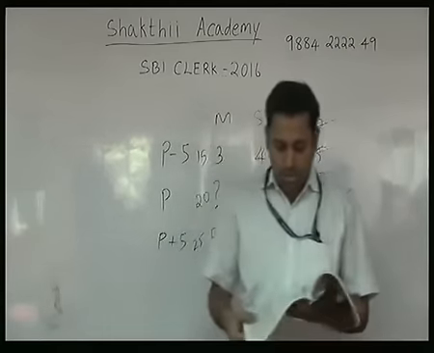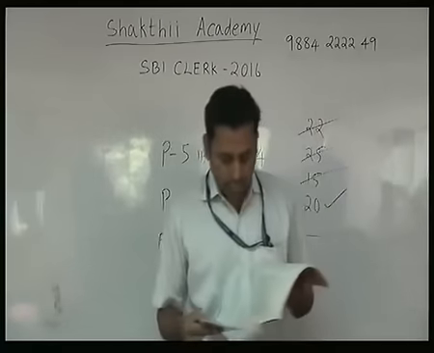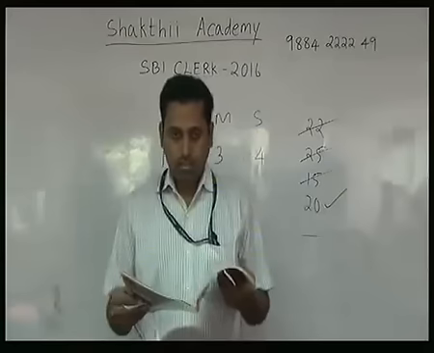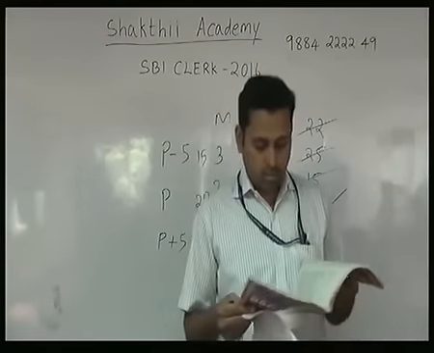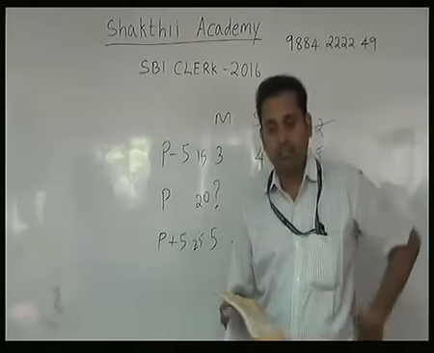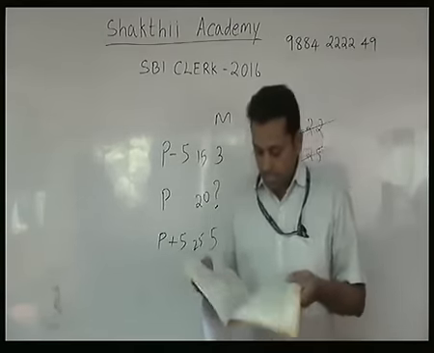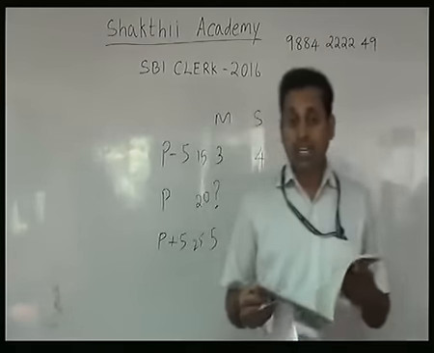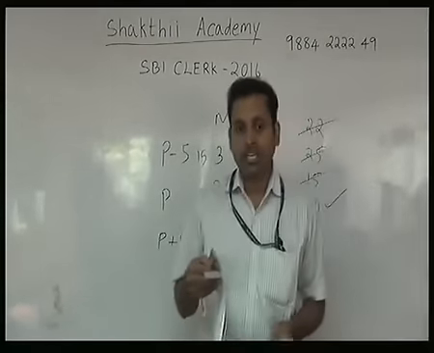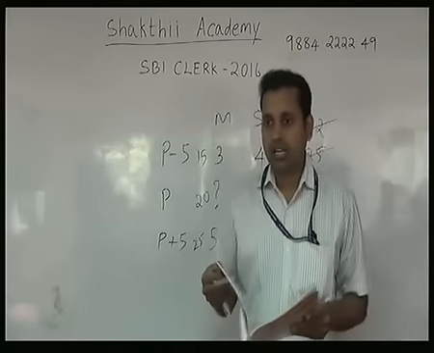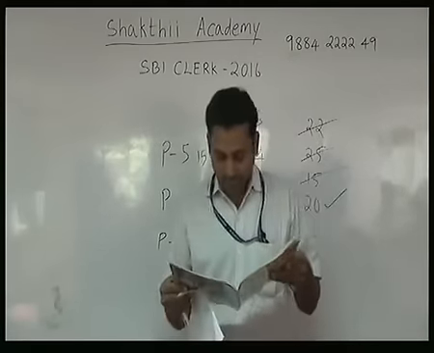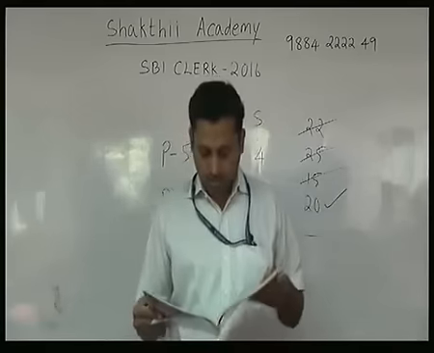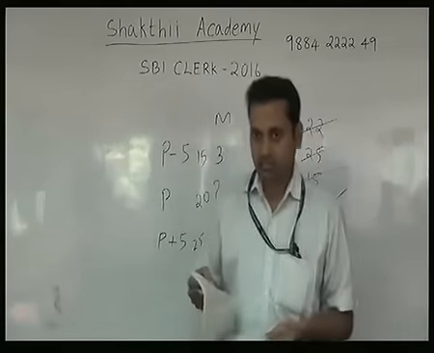The ratio of roses to lilies in the garden is 3:2. The average number of roses and lilies is 180. I will tell you to underline the word average. Clear? What is the number of lilies in the garden?